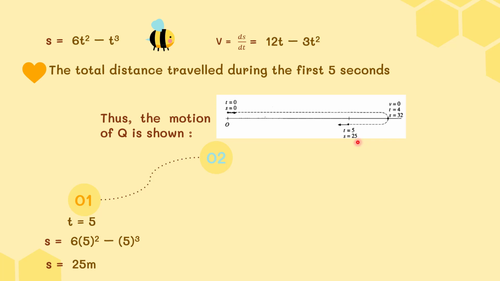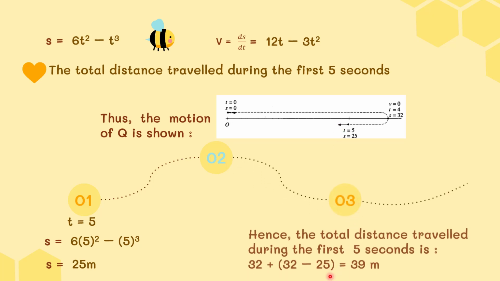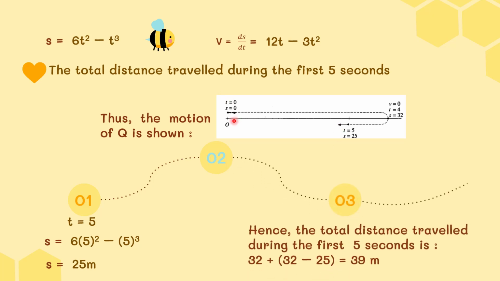So for this path, the total distance traveled will be counted as follows. It will be 32, the distance from O to the furthest point, added to 32 minus 25 for the way back. So the total distance traveled will be 39 meters.